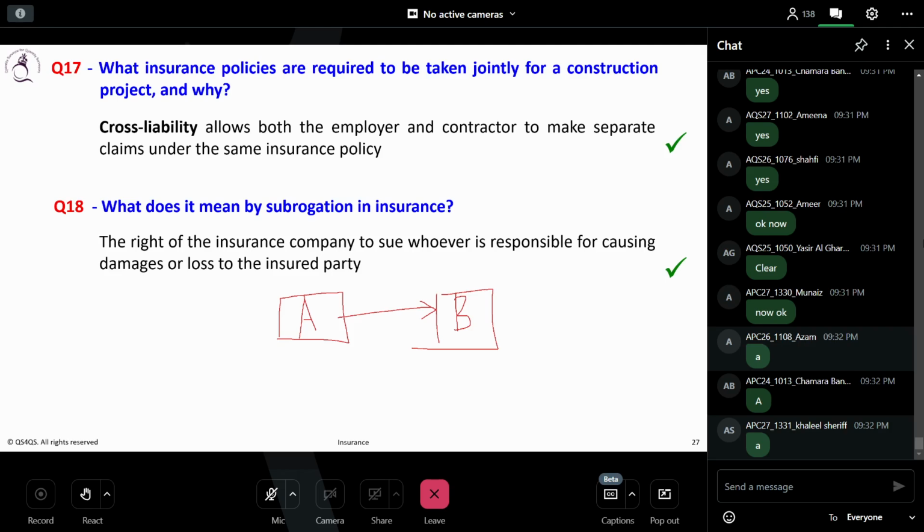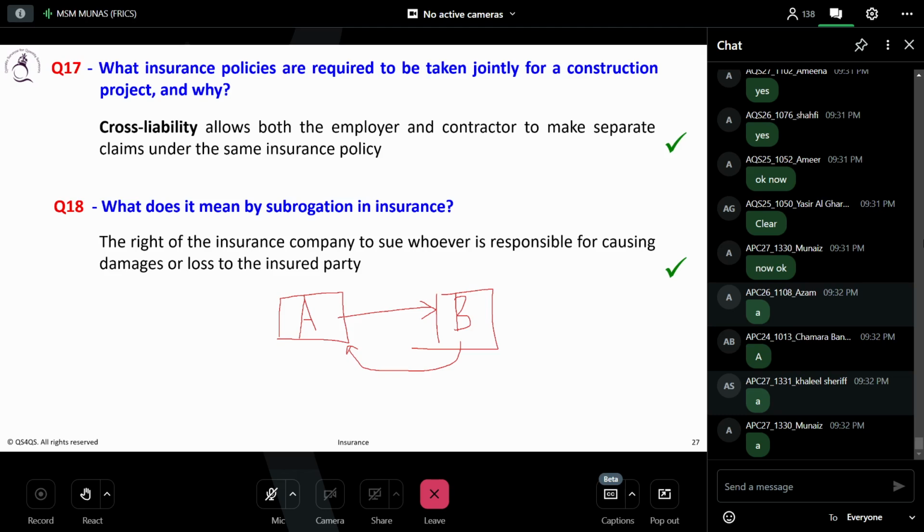So what they will do, insurance B, they had an insurance already, so this will rectify all the damages for the B car, and they will call insurance A to pay them. Ultimately, car A's insurance will be utilized to rectify all the damages of car B. So this is called subrogation. This mechanism is called subrogation.